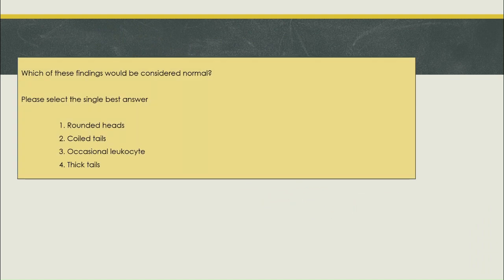Which of these findings would be considered normal? Please select the single best answer. 1. Rounded heads. 2. Coiled tails. 3. Occasional leukocyte. 4. Thick tails.